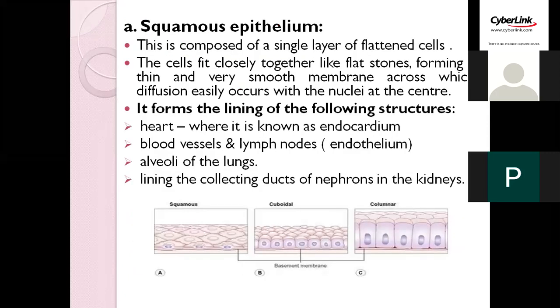If you see diagram A, that is squamous epithelium, where there is only a single layer, and the cells are very flat, and what is there in the middle, the round part, is the nucleus. The cells fit closely together like flat stones, as you can see from the diagram itself, forming a thin and very smooth membrane across which diffusion easily occurs, with the nuclei at the center.